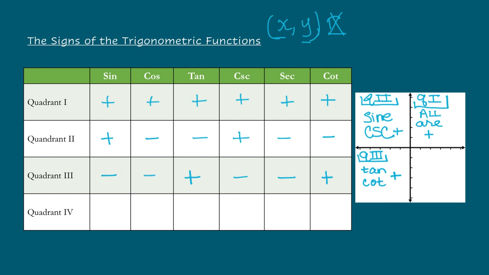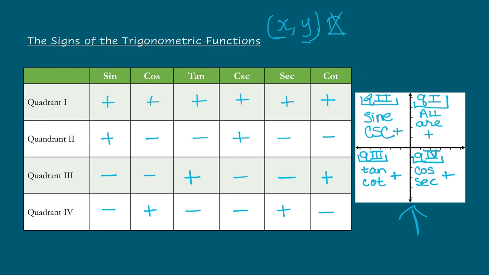And last, if we're in quadrant 4, we have a positive x and a negative y. So in that case, our cosine and our secant are going to be the only ones that are positive, and everything else will be negative. So this is a nice little chart, or you can just use the coordinate plane, whichever you like, however you like to remember it, when you are working these problems.